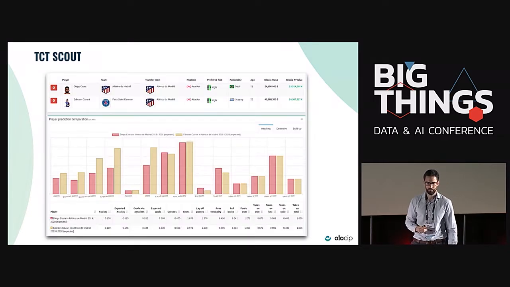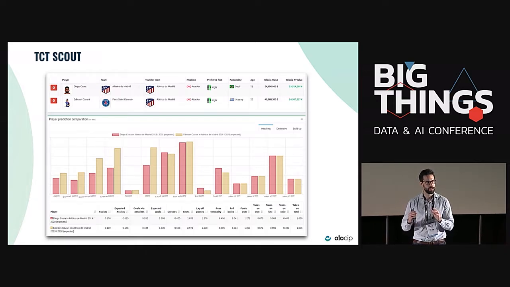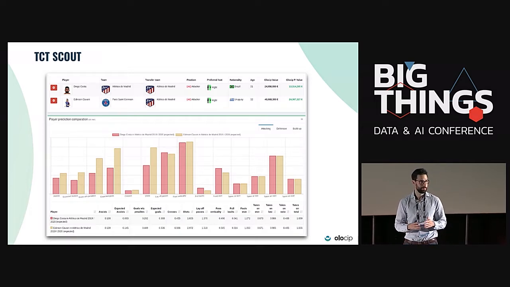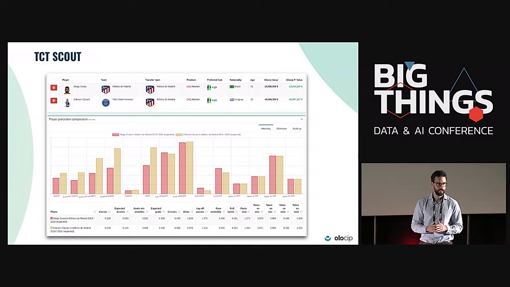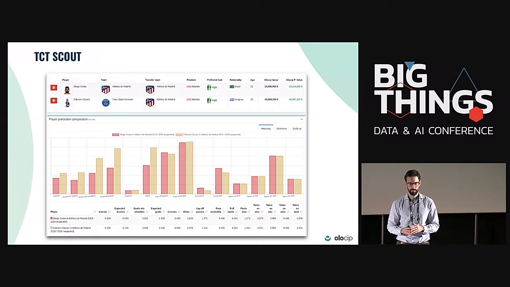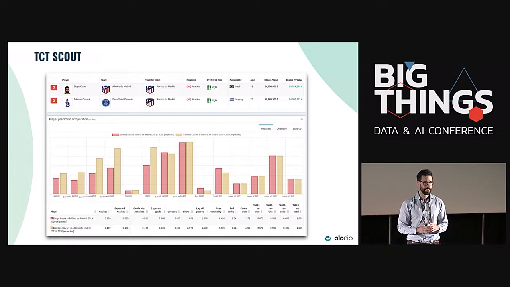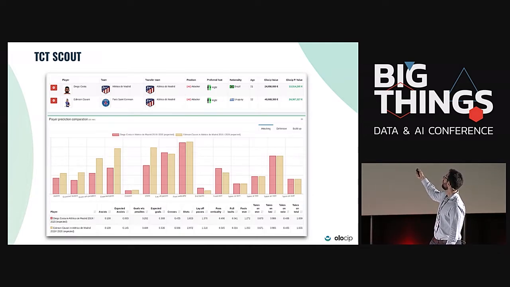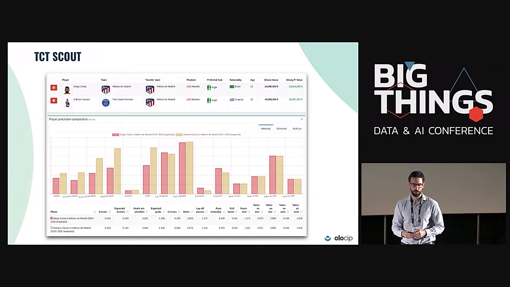So another thing that we could do is to compare the expectations for several players at the same time. So in this case, we could be interested in comparing, for example, Diego Costa with Edinson Cavani, who might be his replacement. So you can see in red the expected statistics for Costa, and in orange the expected statistics for Cavani. And in most stats, Cavani is actually expected to outperform Costa. So he may be a good signing. We also have here a prediction of his future market value. And given that he's already 32 years old, his price is expected to go a little bit down. So maybe we should also consider this.